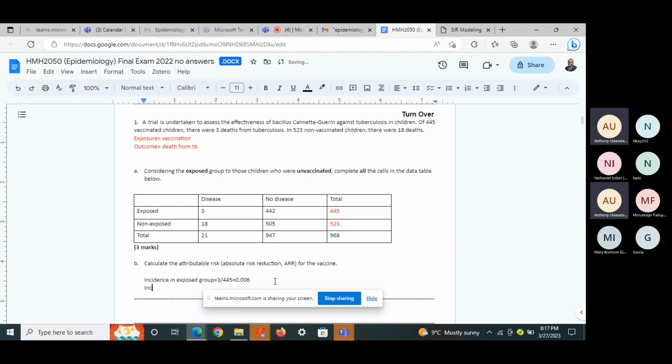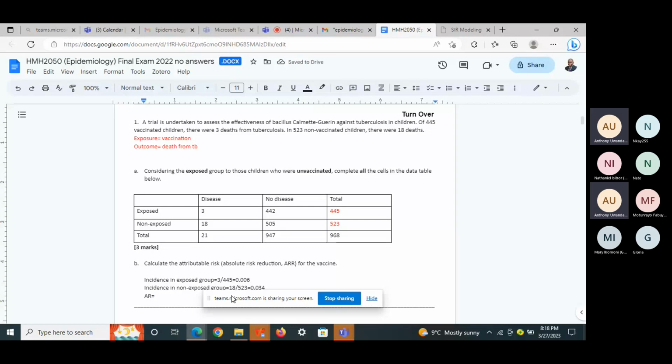Then the next one is incidence in the non-exposed group, right? So we still do the same thing. Non-exposed group, that will be what? 18 over 523, right? So can someone press it for us? 18 divided by 523. What's the answer? 0.034. Yes. All right.